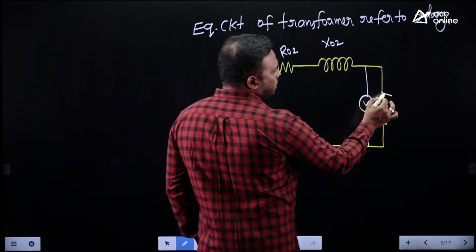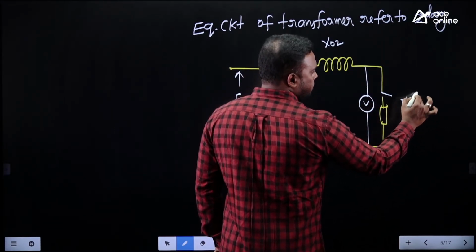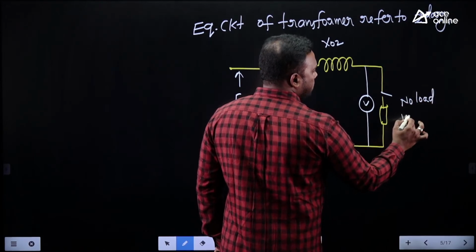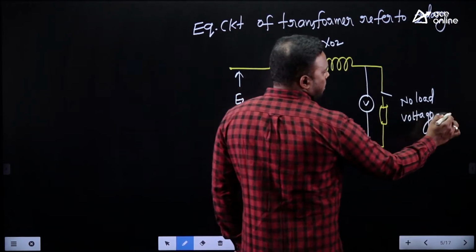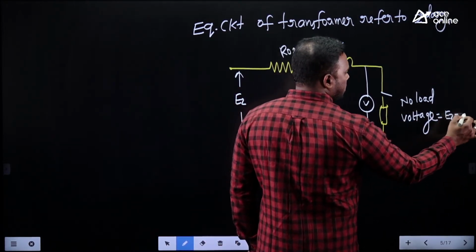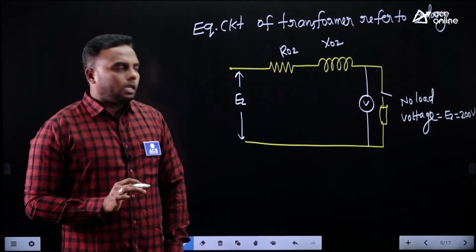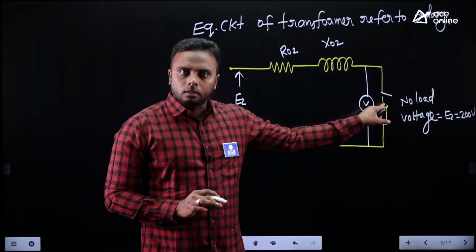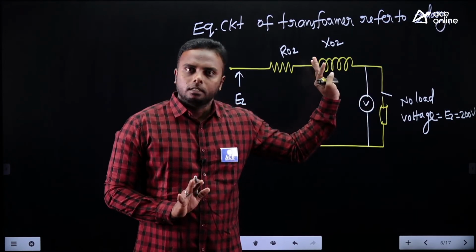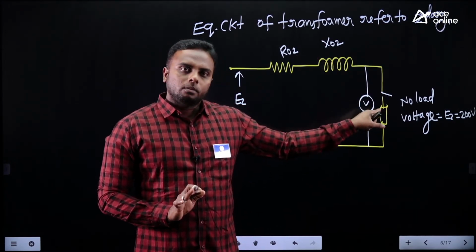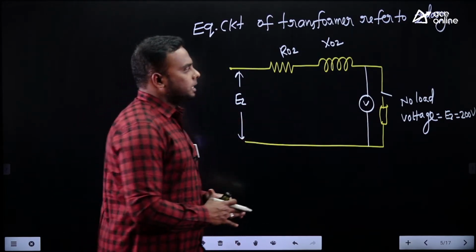Because whenever the switch is open, there is no current, so the voltmeter reading will be the no load voltage, equal to that E2. So for example, let us take 200 volts. That is the no load voltage. The same EMF will appear across the load whenever it is not connected, the switch is not closed, meaning no load condition. No voltage drop, the total voltage appears, or will be read by this voltmeter here. Okay, this is the no load voltage.